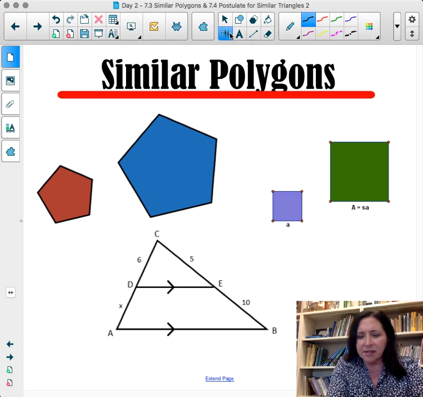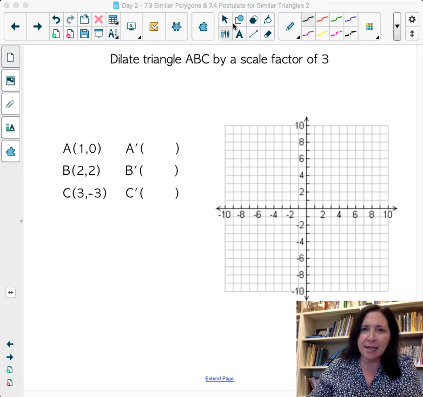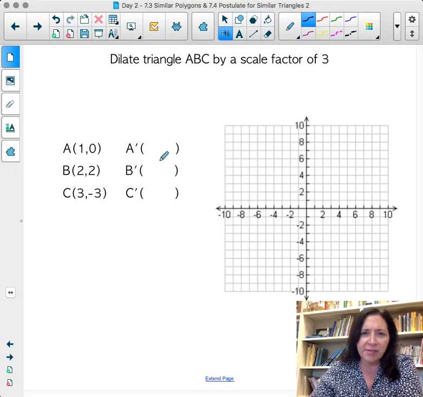Hi everyone, today's lesson is on similar polygons. So let's get started. We're going to start off with dilating a triangle. We're going to call that triangle ABC. So the first thing we're going to do is draw the points for the triangle.